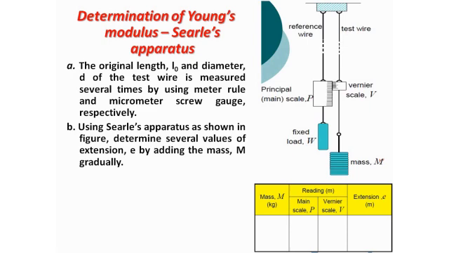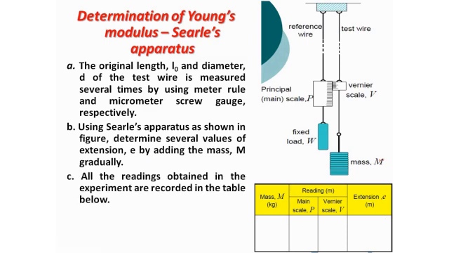Now, using this shearless apparatus as shown in this figure, it determines several values of extension e by adding more mass. Every time you increase the mass, you can see these small discs, right? You load one disc to see the extension e by adding the mass m gradually. The mass you can enter here, then the reading of the main scale, the vernier caliper reading, and the extension will be entered here, right?